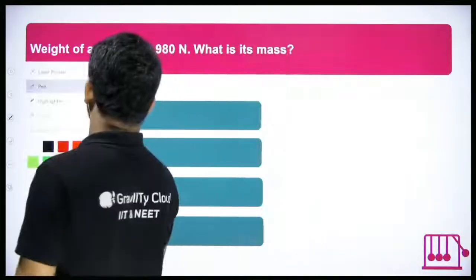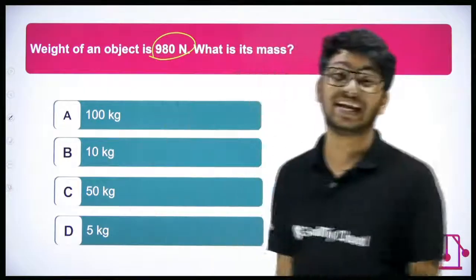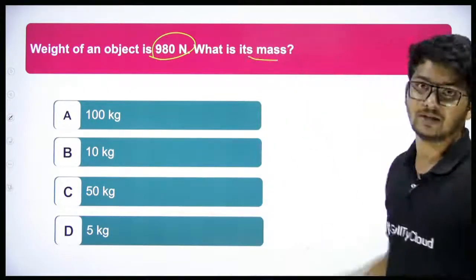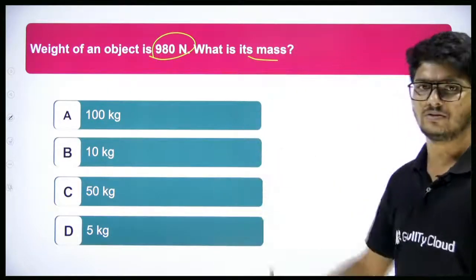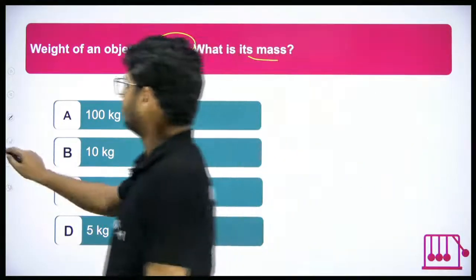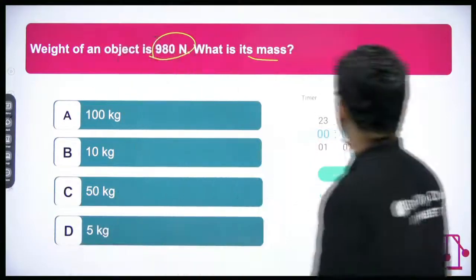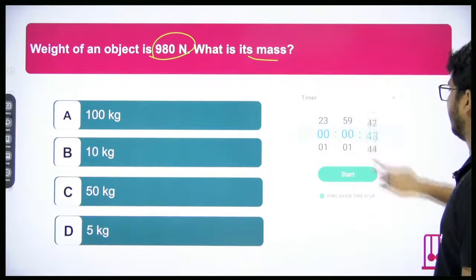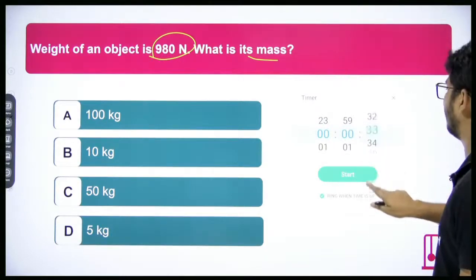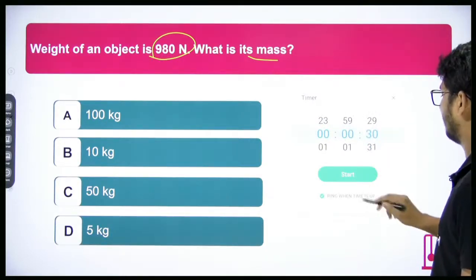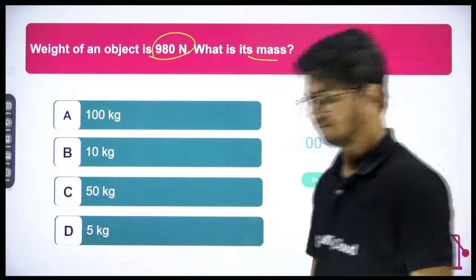Next question. Weight of an object is 980 Newton. What is its mass? And you have a few options. Very quick. Do it again. 30 seconds, more than enough. So please solve it. 30 seconds of time. You have to calculate the mass. So be quick, everyone. Start.